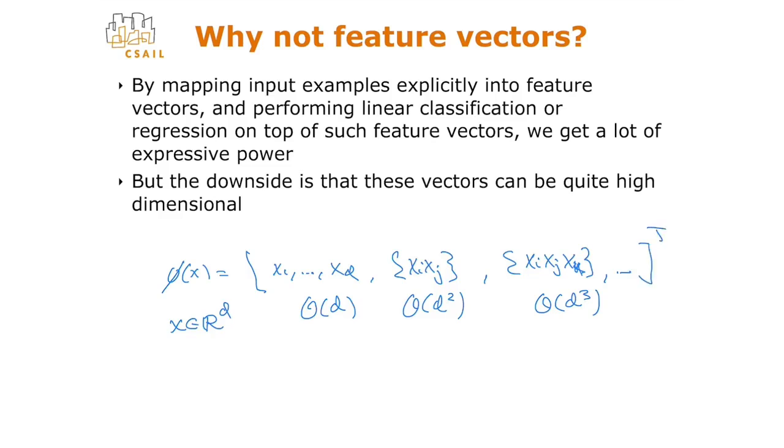So our feature vector becomes very high dimensional very quickly, even if we start from a moderately dimensional vector. Okay? So we would want a more efficient way of operating with high dimensional feature vectors without explicitly having to construct them. And that is what kernel methods provide us.